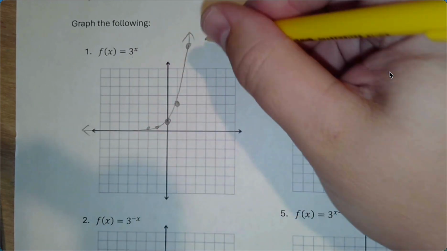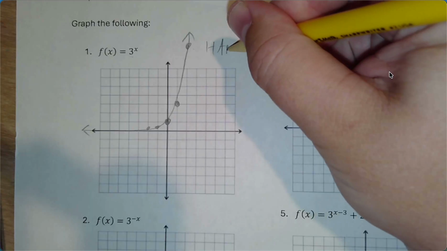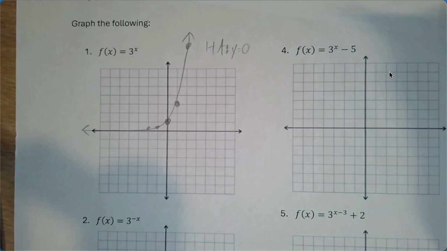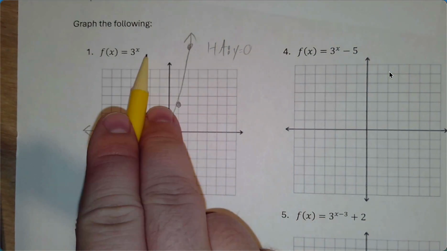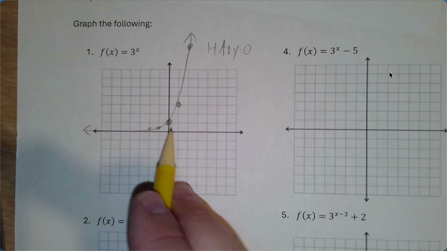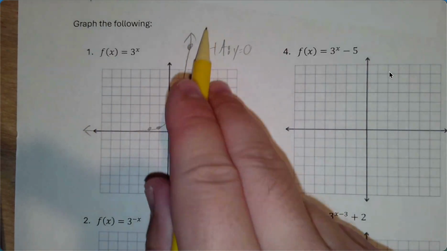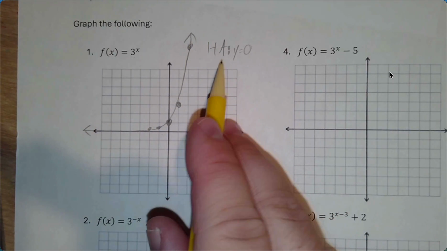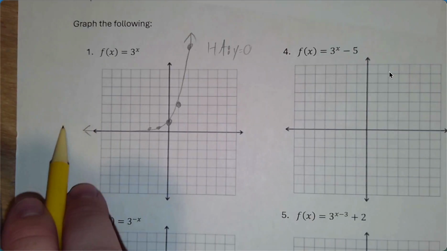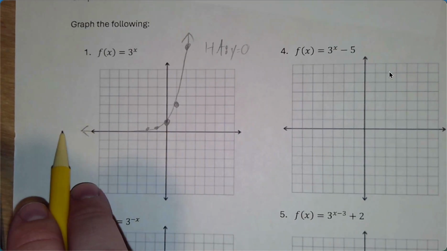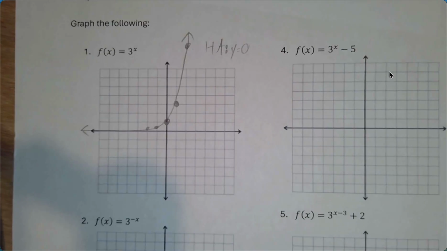So this graph does have a horizontal asymptote. Didn't ask that, but it's important to note. It has a horizontal asymptote at 0 because nothing was added or subtracted. And I just want you to understand this behavior, that exponentials will usually have their flat line on the left and increase upward to infinity.